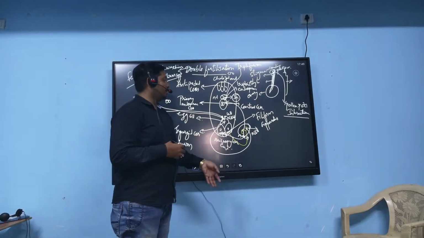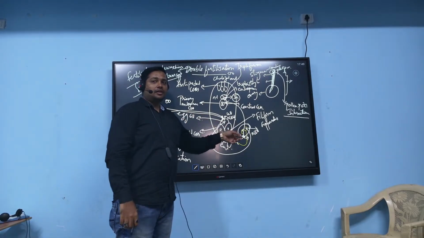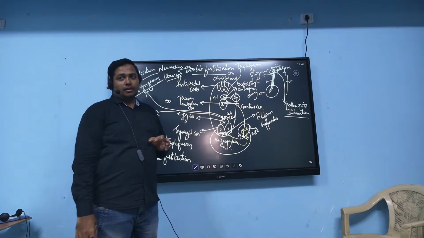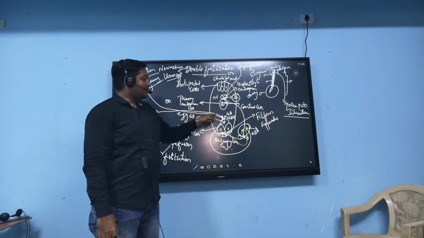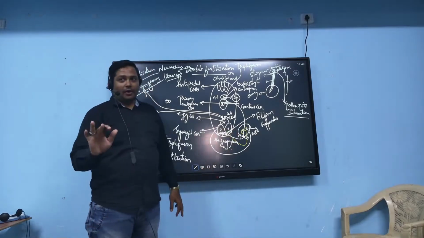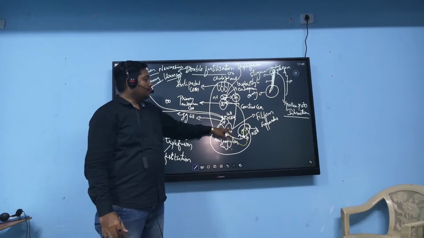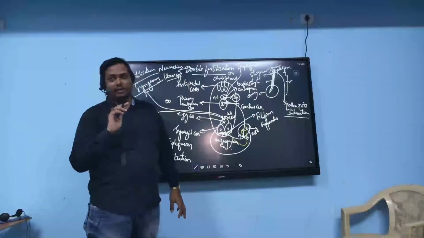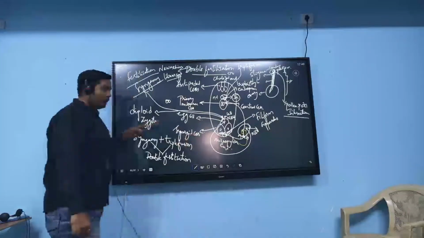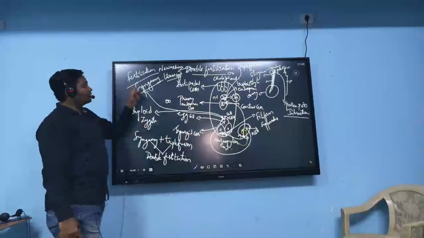See, with the guidance of the filiform apparatus, one male gamete will fuse with the egg cell. The egg cell is haploid in nature, n. The male gamete is haploid in nature, n. n plus n becomes a 2n cell. What is the resultant product we are getting after fertilization? Diploid zygote.